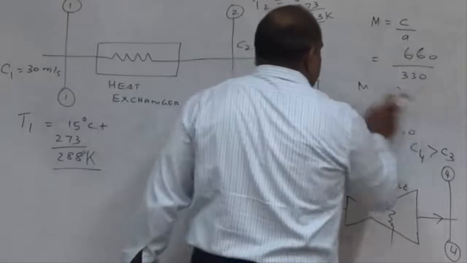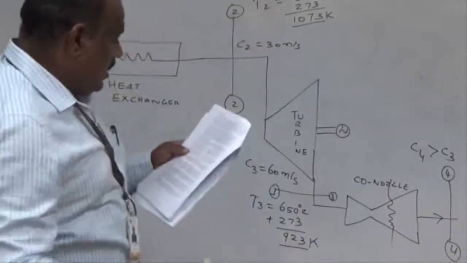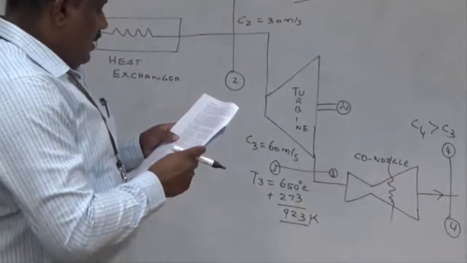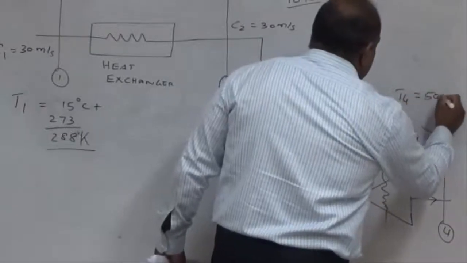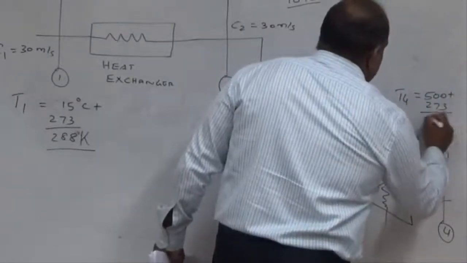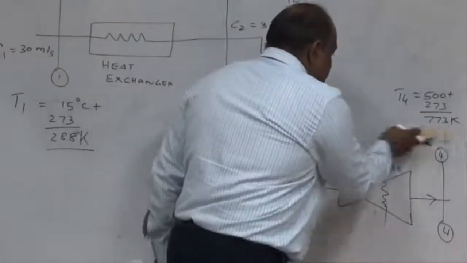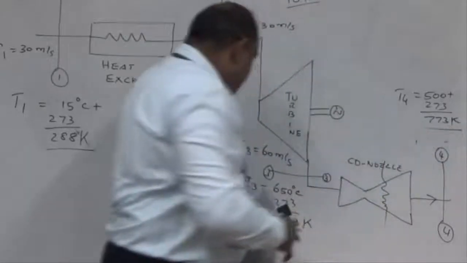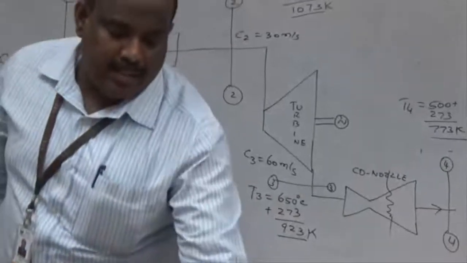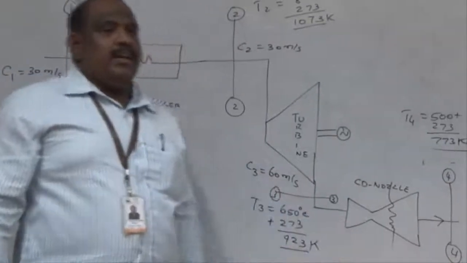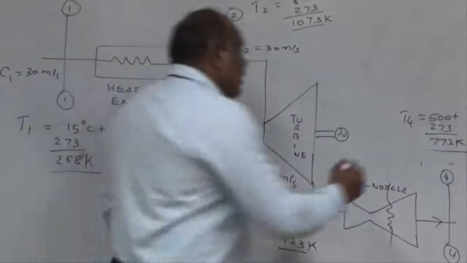Let us try and see what is happening to the temperature also. Now the thing is velocity and temperature. T4 has fallen to 500 degrees Celsius. So 500 plus 273 is nothing but 773 Kelvin. So what happened? It has fallen from 923 Kelvin to 773 Kelvin. So what is the question they may ask with respect to the nozzle? It is the final velocity. What is the final velocity? Or how much has the velocity increased in the nozzle? So the question will be: C4 is what?